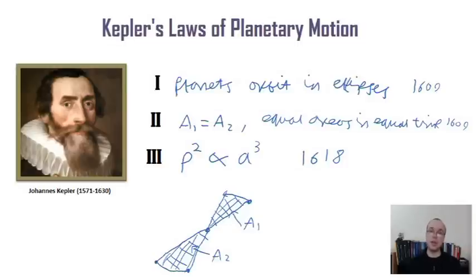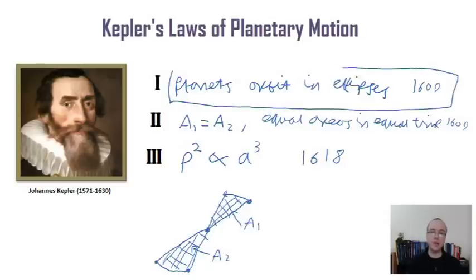Now what I'm going to do in the rest of this video is hone in on the first law of planetary motion. Firstly, I'll explain what it actually means by showing you what an ellipse is and say how we can describe the orbits of planets.